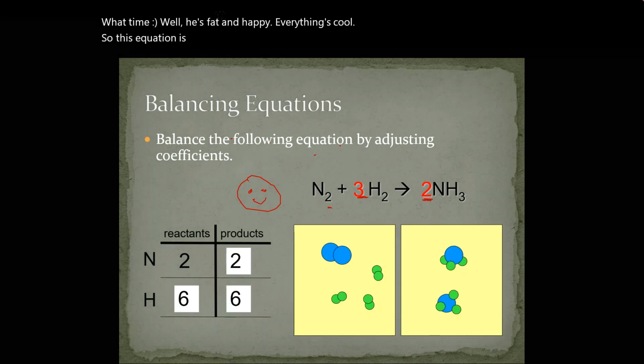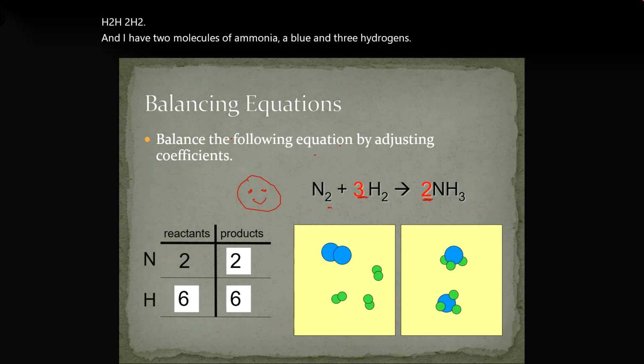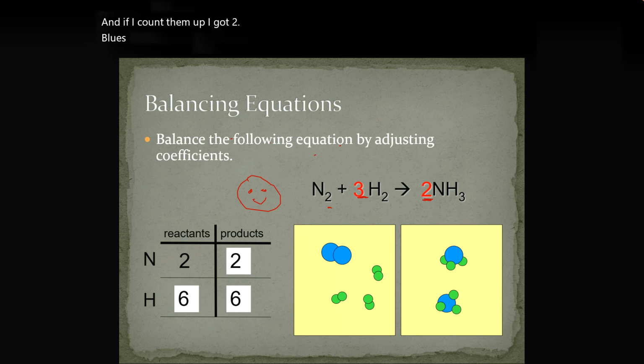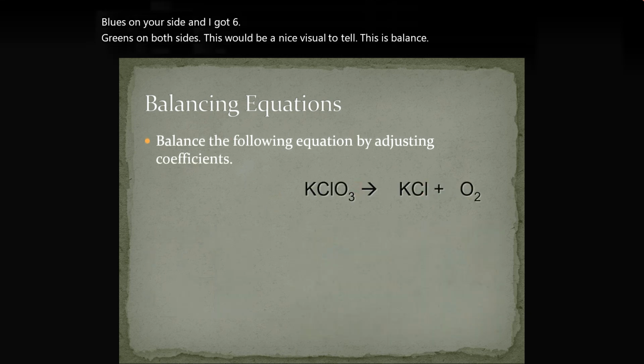What does it look like using bubbles or dots or whatever circles you want? I have 1 nitrogen, so 2 blues. I have 3 molecules of hydrogen, H2, H2, H2. And I have 2 molecules of ammonia, a blue and 3 hydrogens, 3 greens. And if I count them up, I got 2 blues on each side, and I got 6 greens on both sides. This would be a nice visual to tell me that this is balanced. Okay, let's try another one.